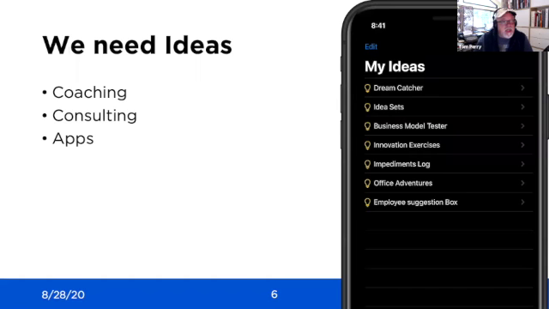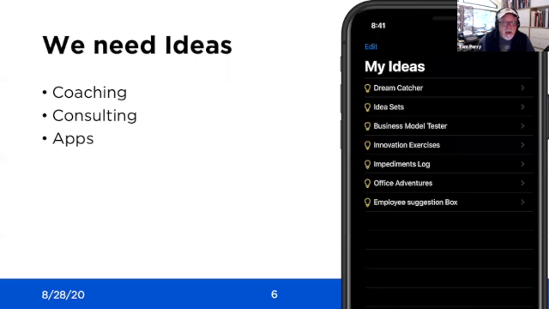So we need ideas. We need coaching, we need consulting, and where possible, we need apps. And that was one of the things that I set out to do, was to develop an application to help start capturing these ideas. Initially I called it Dreamcatcher, but then I switched the name to One Swift Idea, and it is available on the App Store. You can find it if you search for One Swift Idea, all one word.